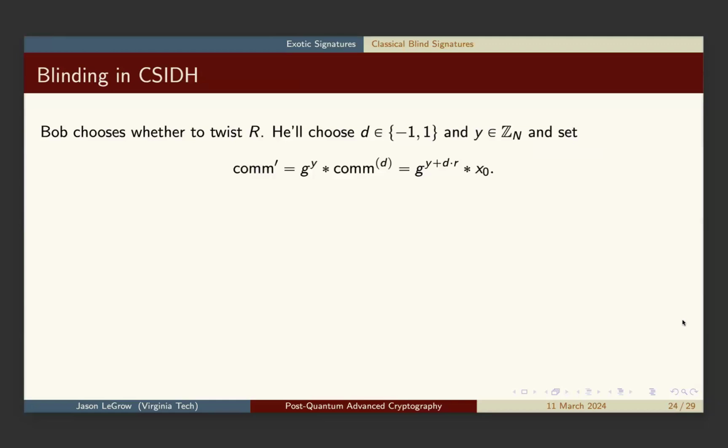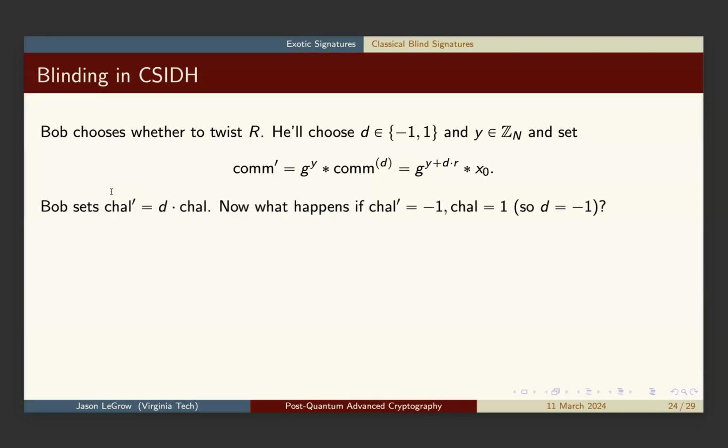So Bob now, remember, he has the commitment from Alice. He wants to blind it. What I said before was the only thing he can do is act on it by g to the y for some randomly chosen y. But now, with this new power of the twist, he can also choose whether or not to twist the commitment. And that will correspond to a bit 1 or minus 1. So if it's 1, he doesn't twist. If it's minus 1, he does twist. So now his blind commitment will be g to the power of y acting on not just the commitment, but the commitment which is potentially twisted.